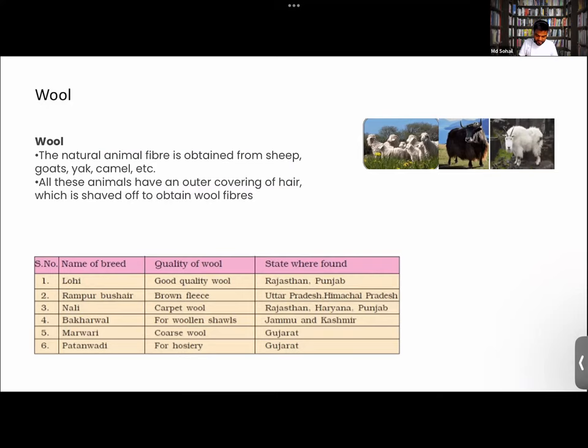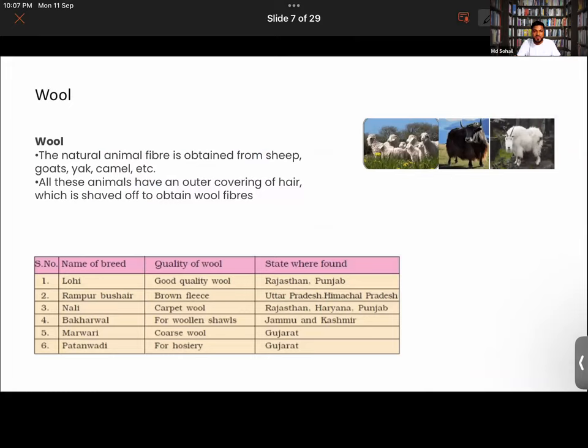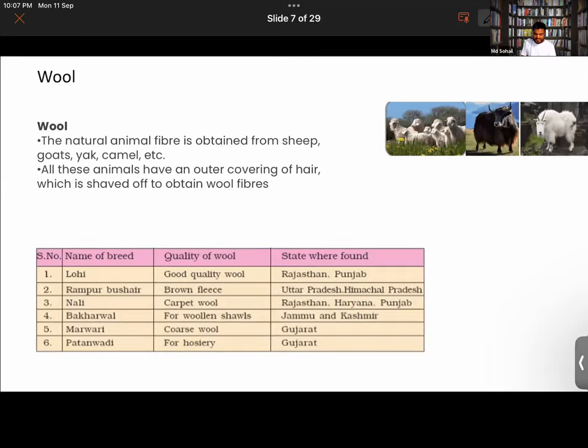So, wool, we have basically talked about it. Before we go to the steps of processing: the wool that comes from the animal cannot be used to wear right now, because it contains so many bacteria and dust particles. So it needs to go through a variety of processes. Before discussing the process, I want you to remember some names of breeds and the states where they are found. Usually these questions are asked in exams.